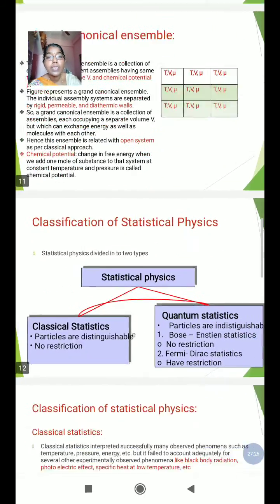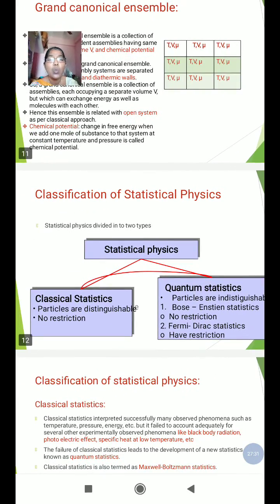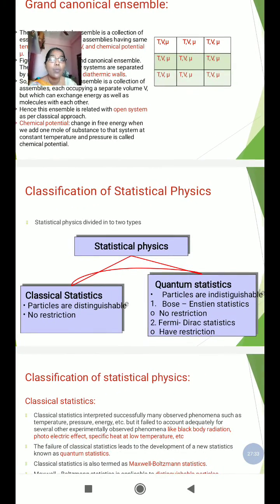Okay, so next we have classification of statistical physics. I already told you that thermodynamics is completely a classical approach, applicable only for macroscopic bodies. It will not explain microscopic nature. But statistical physics is divided into two types. First one is classical statistics, and the second one is quantum statistics.